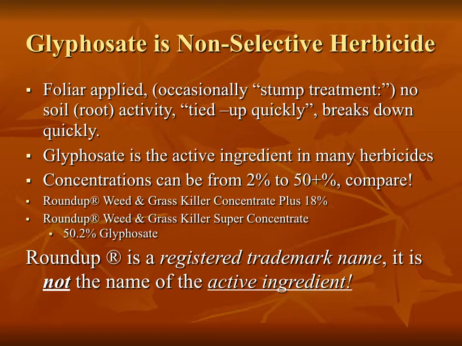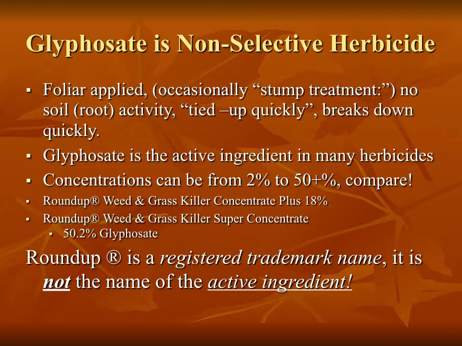Glyphosate is in many, many products. You can find concentrations from as little as 2%, that's usually a ready-to-use type product, to sometimes well over 50%. So when you're comparing price and all that, look at the active ingredient, glyphosate, and if this bottle is 10% and the other one is 20%, depending on the price, one may be a better value than the other. Roundup weed and grass killer concentrate is 18% glyphosate. Roundup weed and grass killer super concentrate is 50.2% glyphosate. And there are many other trademark names for glyphosate.